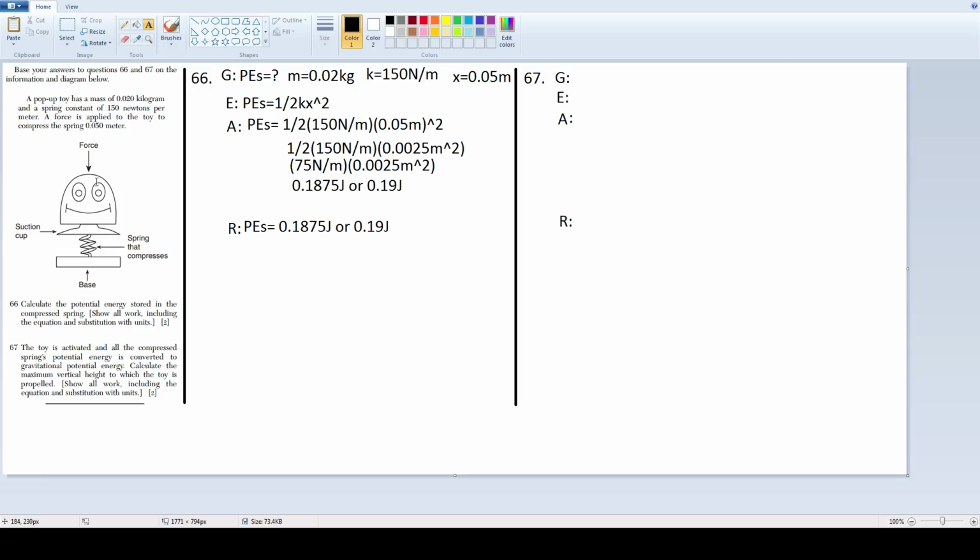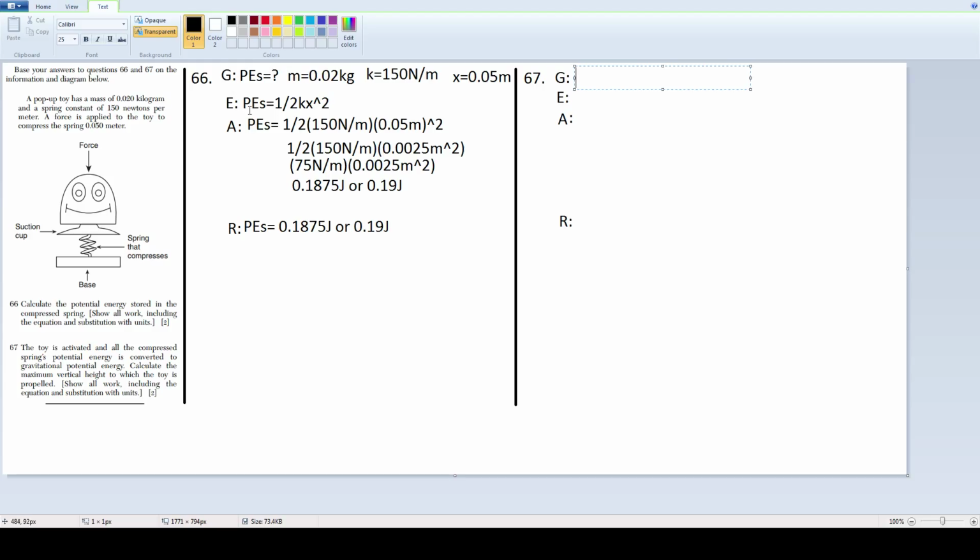The information is already given to us. We will assume that you already watched question 66. But the toy is activated and all the compressed spring's potential energy is converted to gravitational potential energy. Calculate the maximum vertical height to which the toy is propelled. So first of all, like last video, we get started on what they are asking for. This is all the information from the last video, if you were wondering. But anyways, it is asking for the maximum vertical height. So I guess you can put height is equal to question mark.